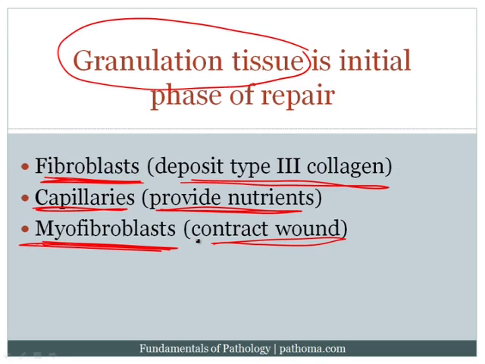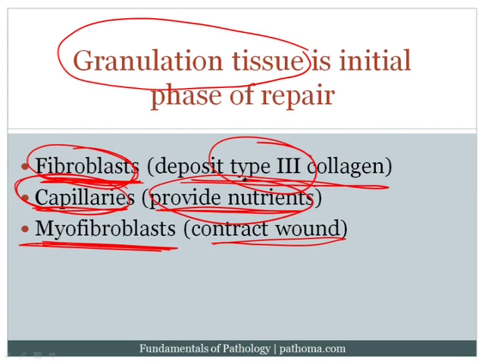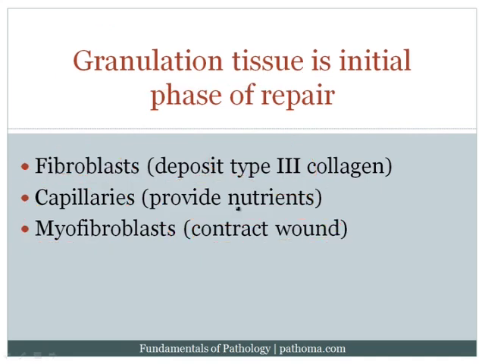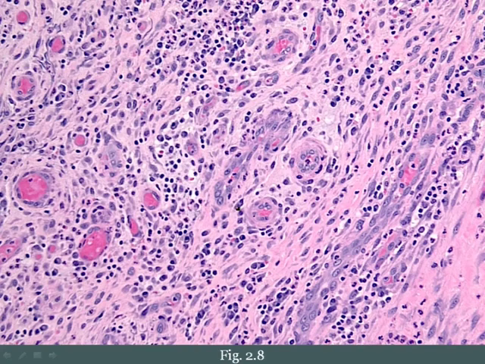Granulation tissue is the initial phase of repair when you're forming a scar. Now, granulation tissue consists of fibroblasts, and the fibroblasts deposit type 3 collagen. It consists of capillaries, and the capillaries provide the nutrients. And then the granulation tissue also consists of myofibroblasts, and these contract down the wound. I'll talk about this in a little more detail in a few slides, but let's look at a picture first.